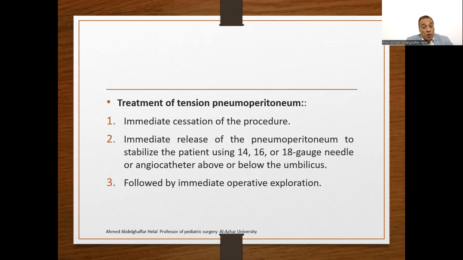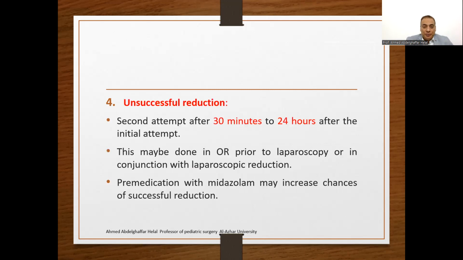What is the treatment of tension pneumoperitoneum? Number one, immediate stoppage of the procedure. Number two, immediate release of the pneumoperitoneum to avoid embarrassment of the action of the diaphragm and to avoid cardiac arrest. So stabilize the patient using either needles or an angiocatheter above or below the diaphragm, followed by immediate operative exploration. Very essential. Unsuccessful reduction.